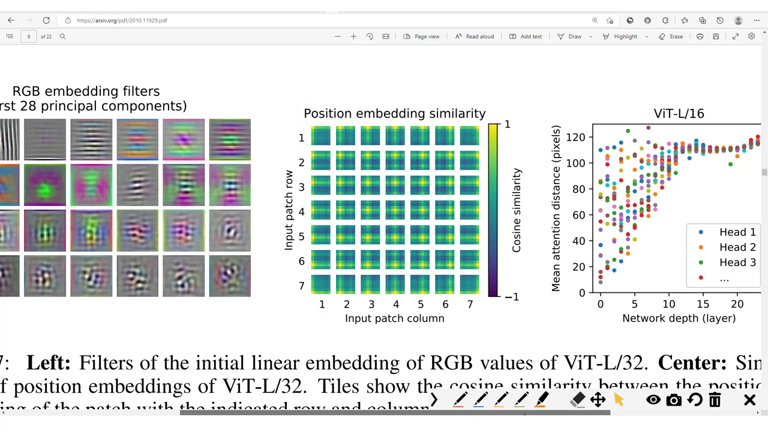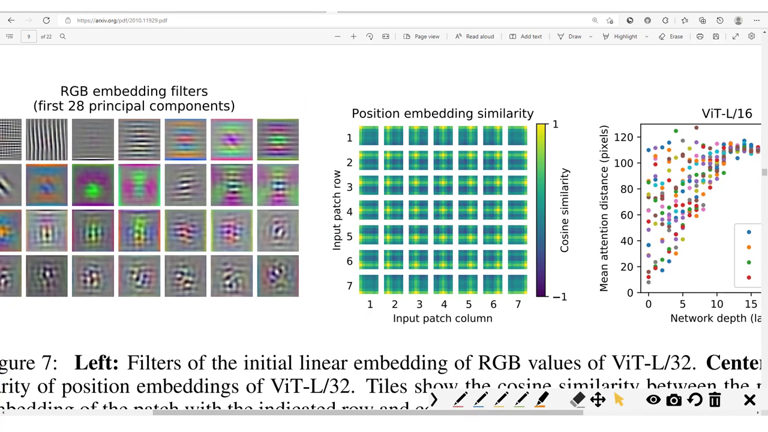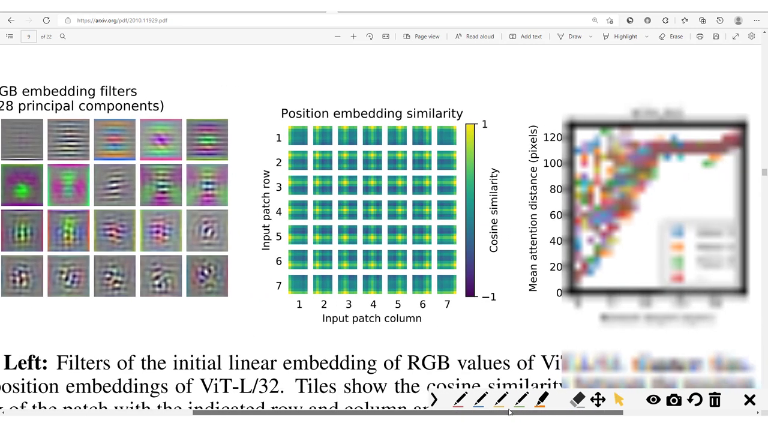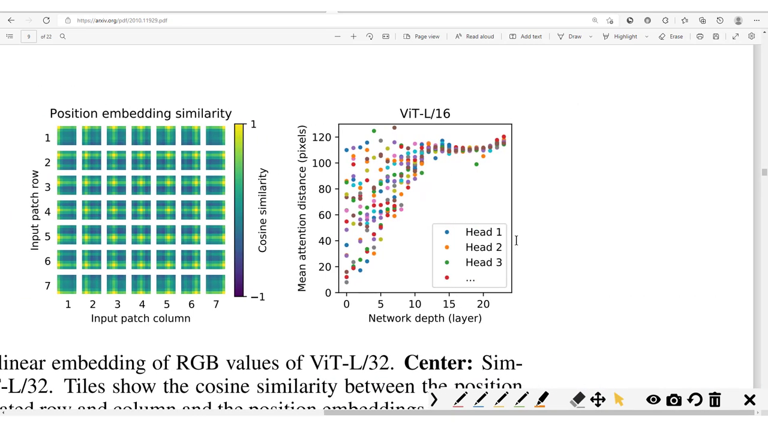Then here to the left, you could look at these embedding filters right here. We have these embedding filters, which look much alike to the ConvNet filters. Then to the right, you have this plot which summarizes the reason why the ViTs end up being more powerful than the ConvNets. To understand this, let's take this here.